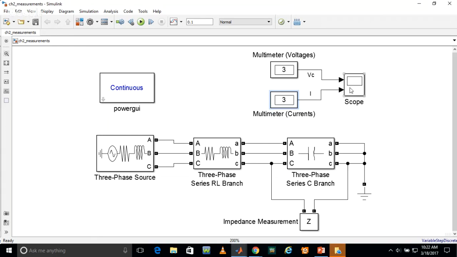Most of the time we don't know how to make a scope with two inputs. Double click it.